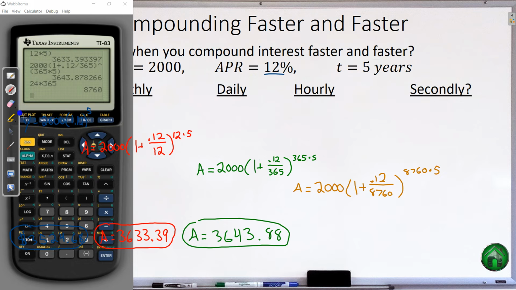You might think, holy mackerel, this is going to be crazy. It's actually not going to be that bad. So watch: 2,000 times 1 plus 0.12 divided by 8,760, raised to the power of 8,760 times 5.